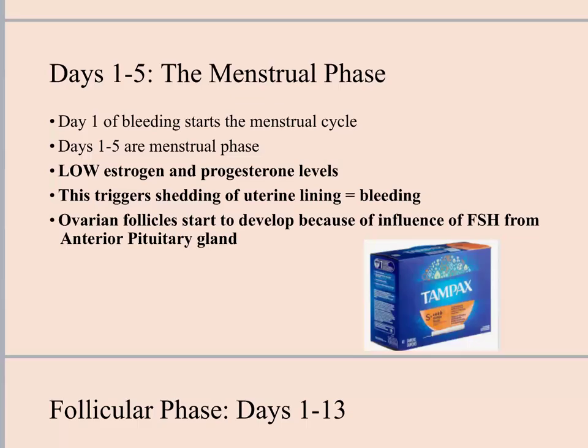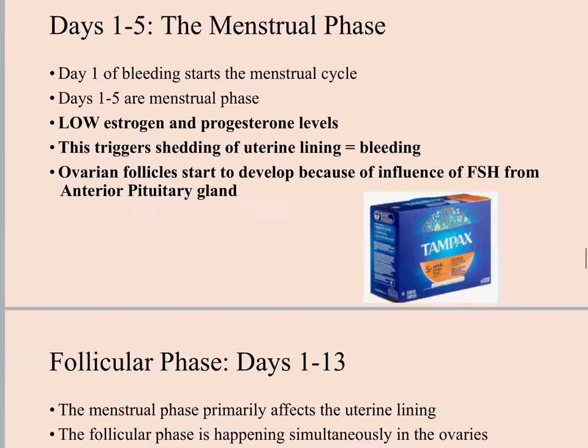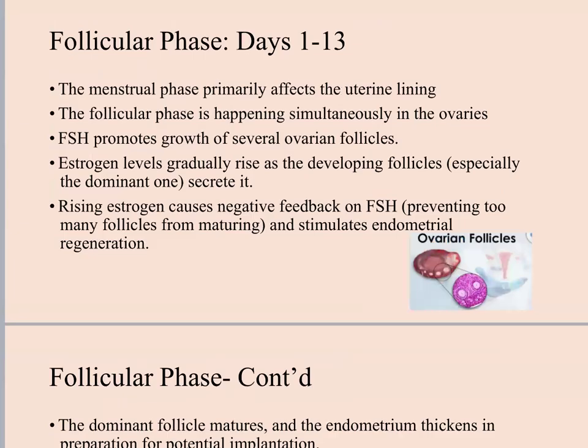Now, at the same time that's happening in the uterus, the ovaries are going to start, I guess you could say, picking out their follicles to develop. And that all happens under the influence of follicle stimulating hormone from the anterior pituitary gland. So it got that signal from the uterus that there's no baby this month. We need to start working on some ovarian follicles. So then we have the follicular phase that overlaps with menstruation, and this is days 1 through 13.